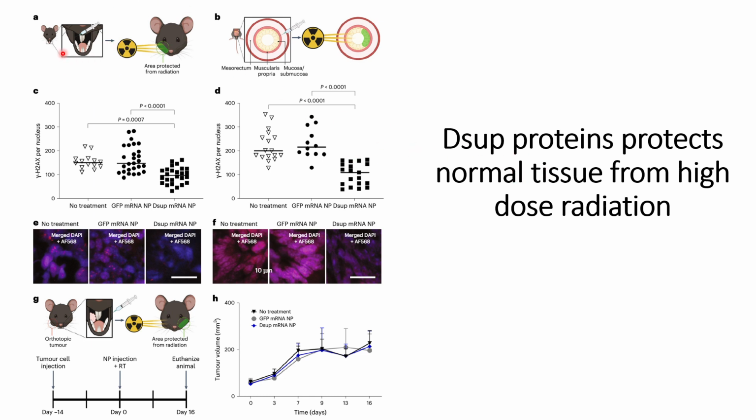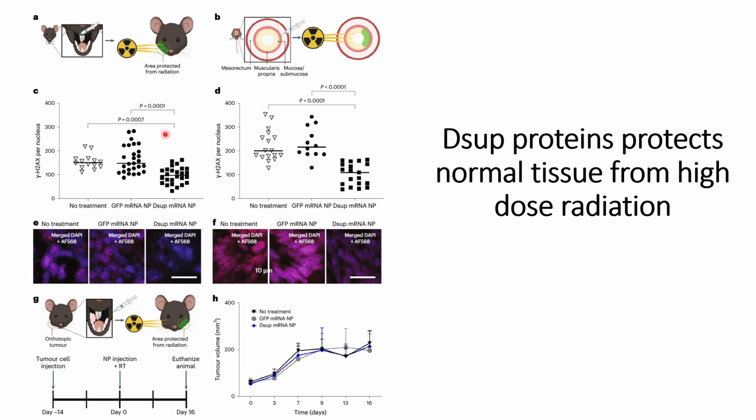So here is the schematic. What they did is they inject these Dsup mRNAs into the tumor areas that can be seen here, and this is the schematic that they have developed, where the green region shows the Dsup transfected regions, and the regions that are surrounded by this whole circle is irradiated with the radiations. And they did their studies in the buccal tissues and the rectal tissues cancer sites.